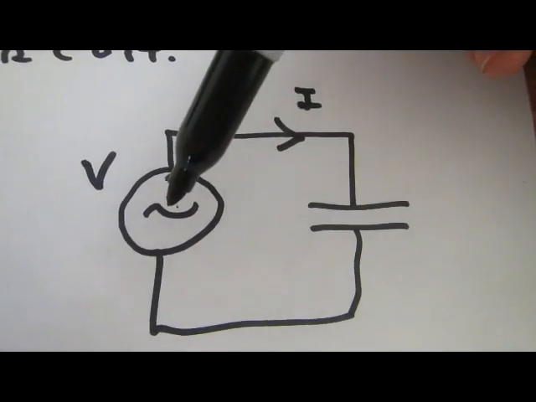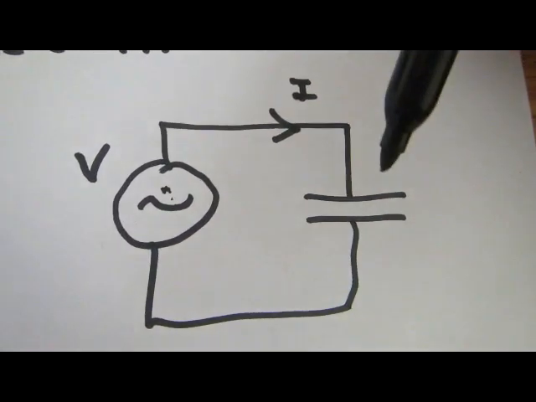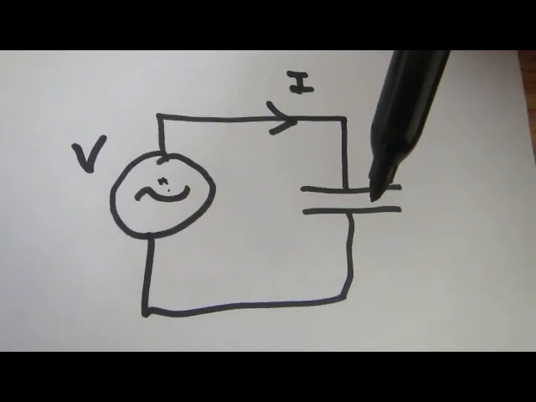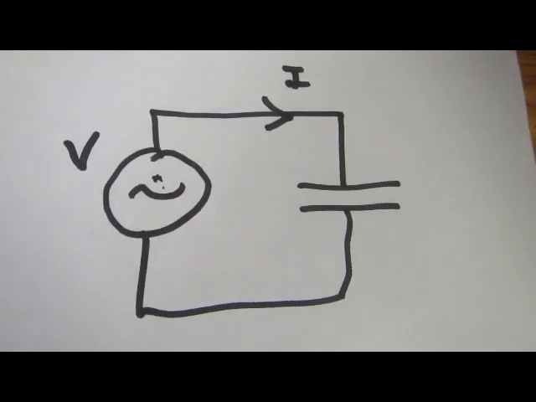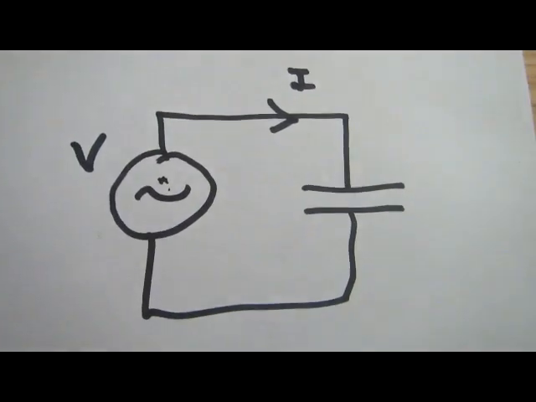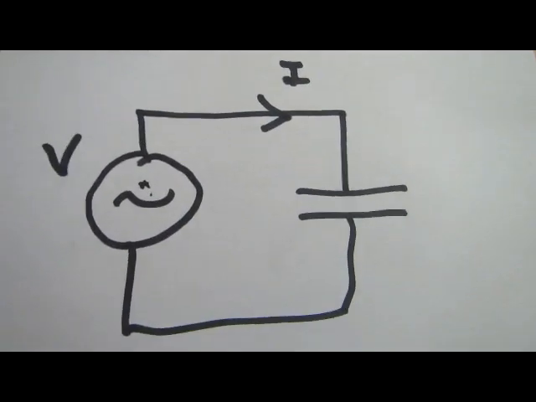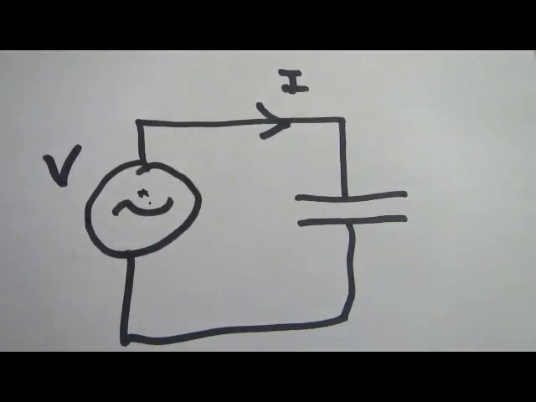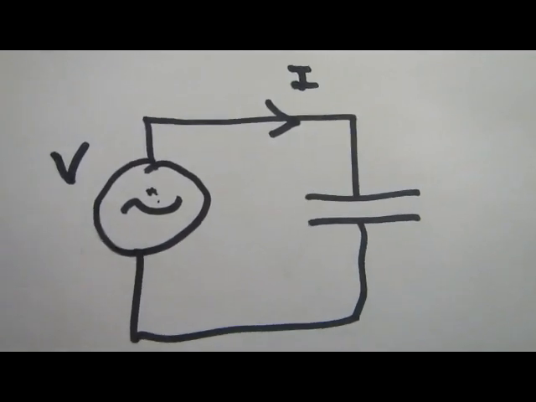So for instance, if this was a 1 volt generator and this had a reactance of 1 ohm, then we would find 1 amp of current flowing. So that is really the basis of a lot of this thing we're going to talk about on matching networks.